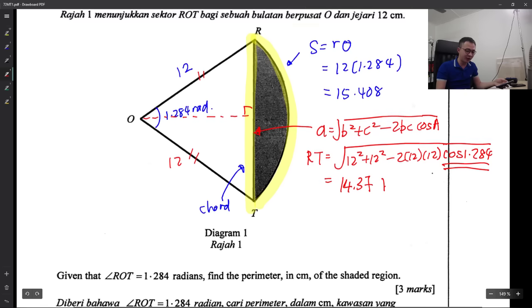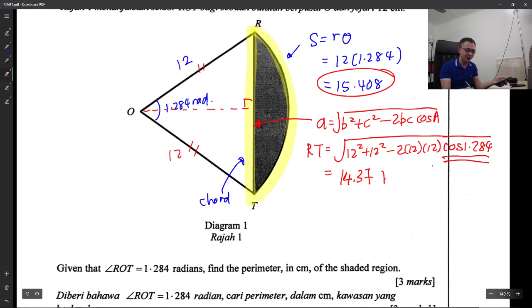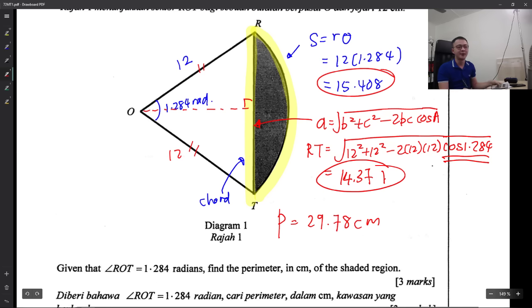Right, so therefore to get the parameter, you sum both of these answers together. So I will say parameter equals the answer just now plus 15.408. Okay, so I will get my parameter 78 maybe cm. Is it cm? Yeah, I guess it's cm.